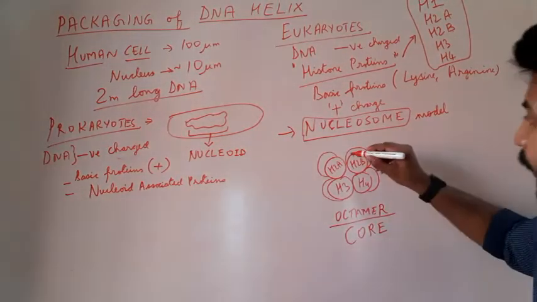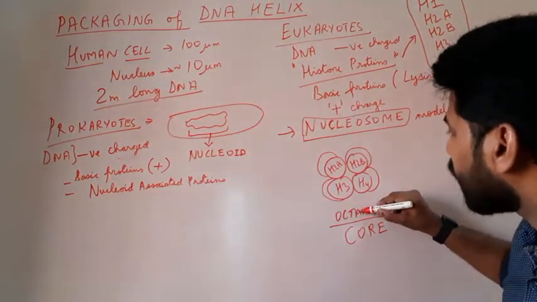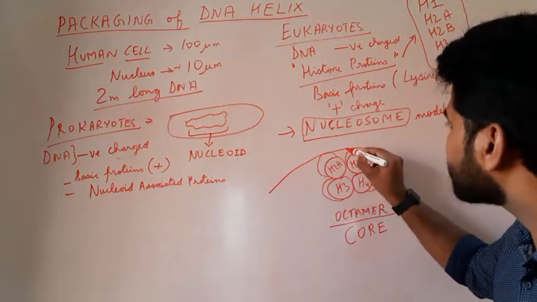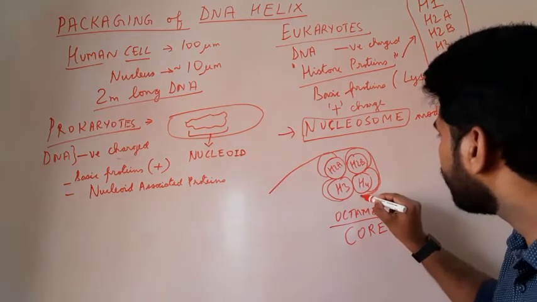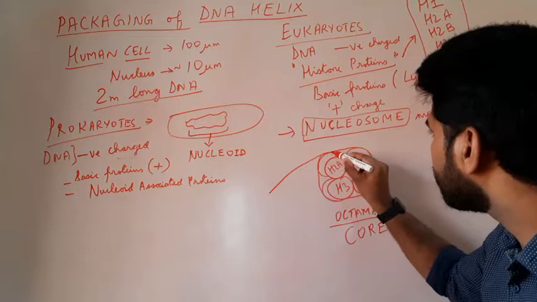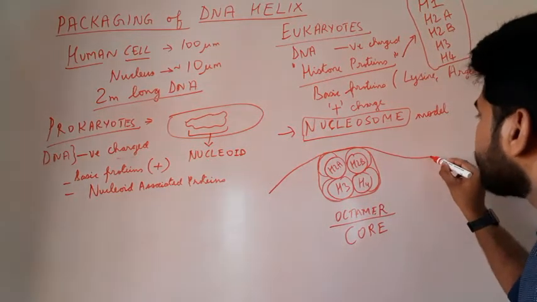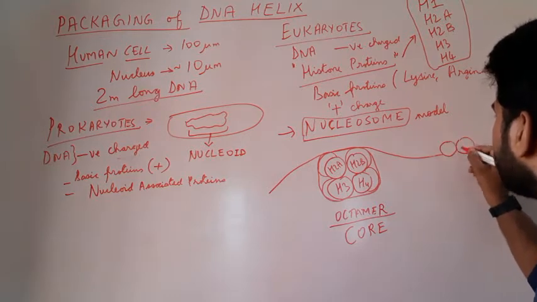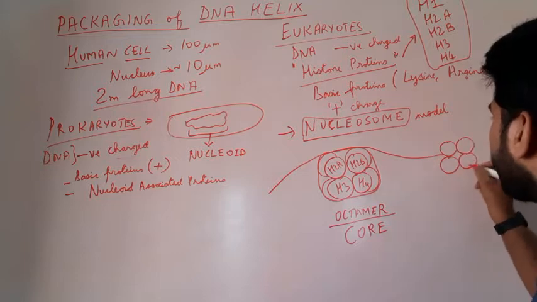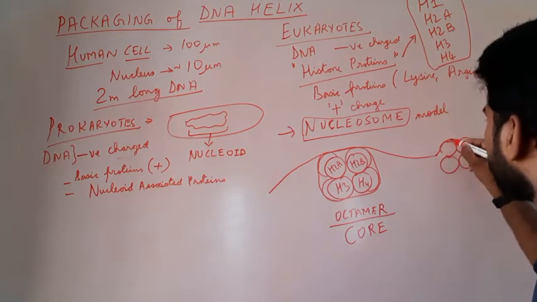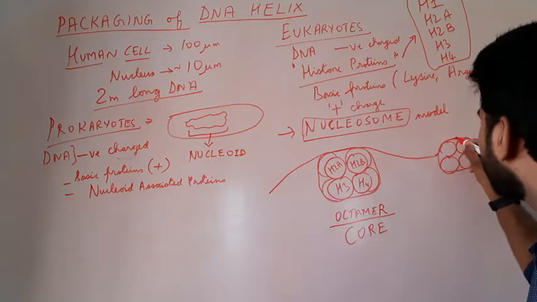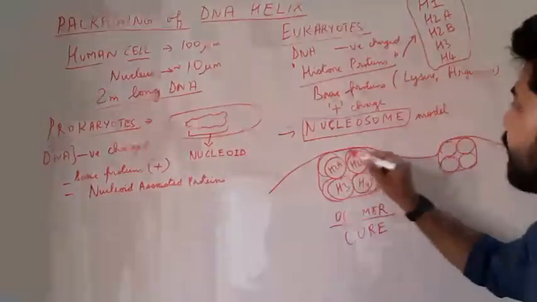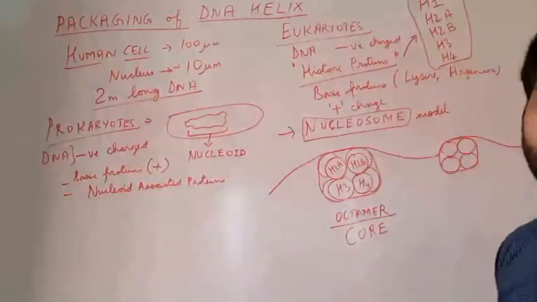histone protein. Around this histone core or the octamer, the negatively charged DNA molecule wraps around and forms one complete turn and comes out, and after some distance there is another nucleosome containing another octamer. It will wrap around this core and move. So that is how the DNA is wound around the histone octamer.